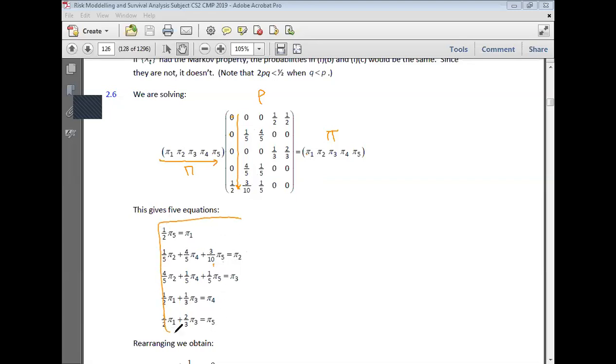So you will get these equations, and you know that one of these equations is going to be redundant, and then you will use the fact that all of these add up to 1 to figure out the actual answer for all of these pi's. So I'm not going to solve that.